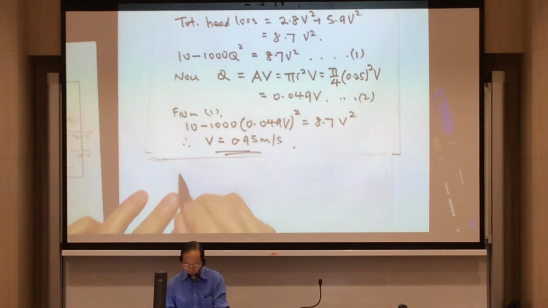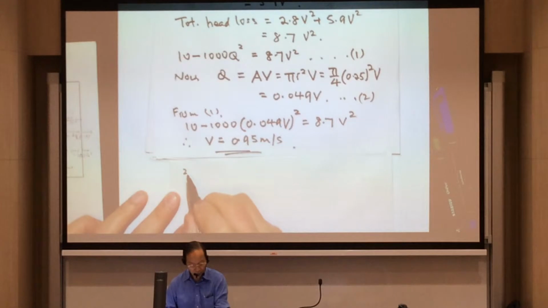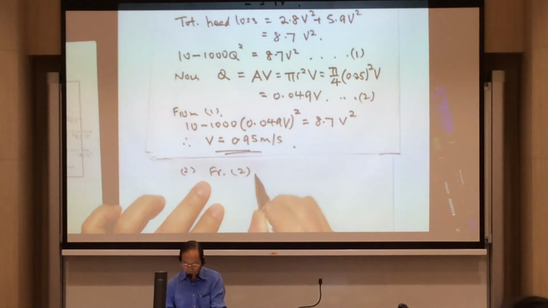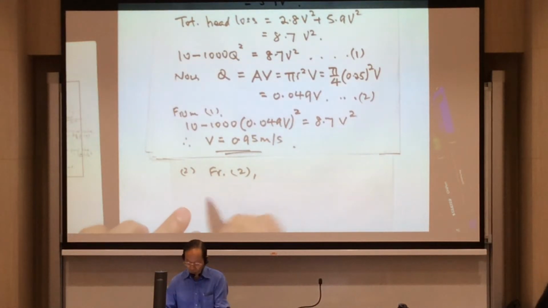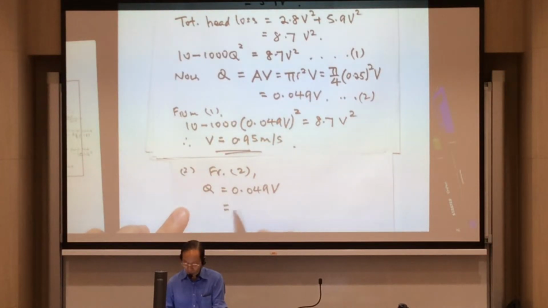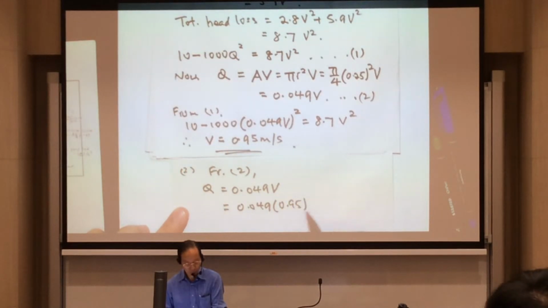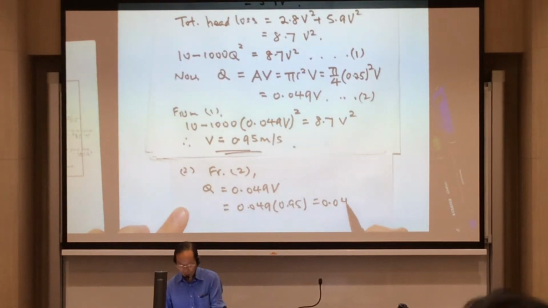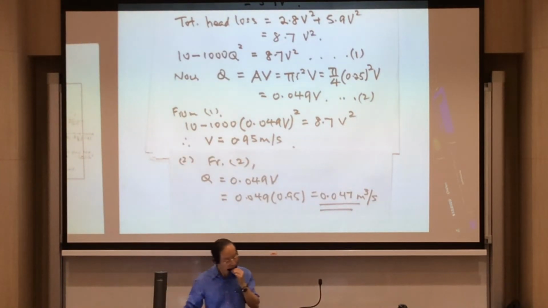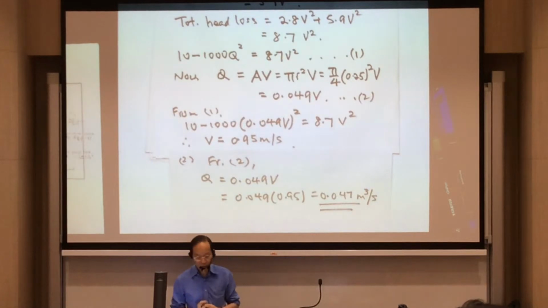So from equation 2, what do we have? We have the flow rate Q. We know the inlet velocity, so it's 0.049 times 4.95. This gives you 0.047 meter cube per second. So that's the flow rate.